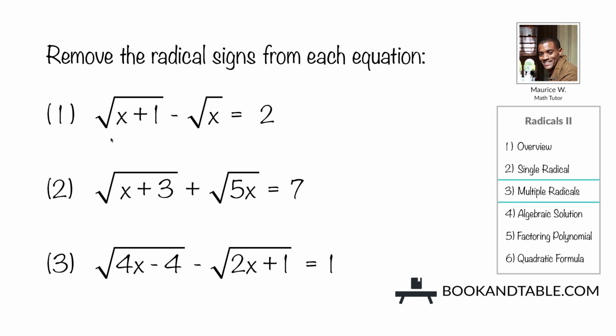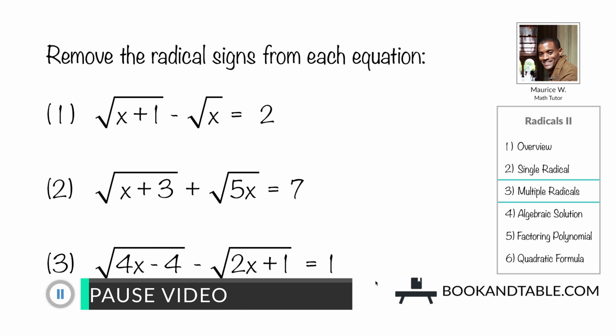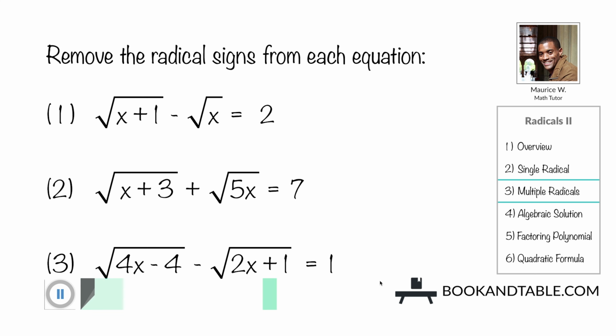Question number 1, the square root of x plus 1 minus the square root of x is equal to 2. Question number 2, the square root of x plus 3 plus the square root of 5x is equal to 7. And question number 3, the square root of 4x minus 4 minus the square root of 2x plus 1 is equal to 1. Pause the video, answer these questions, and then press play when you are ready to begin.